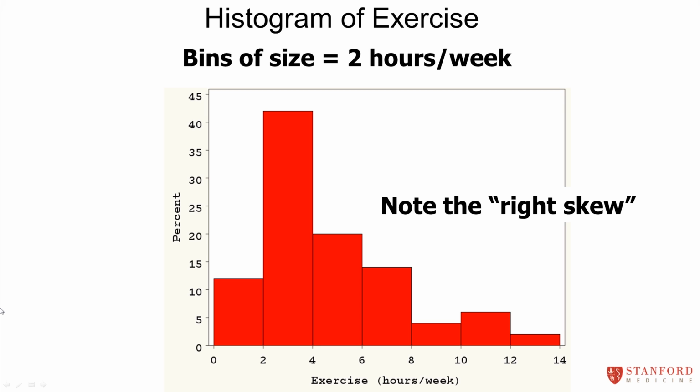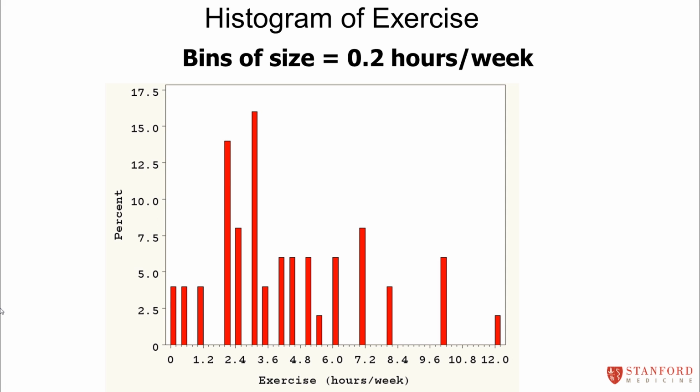I just want to show you what happens if I change the bin sizes. So what if I were to set the bin size to be really small, like 0.2 hours per week? You can see that this graph is not as visually appealing. It's harder to pick up the pattern from looking at this graph. So this graph really just has too much detail. If you make the bins too small, you end up with too much detail.